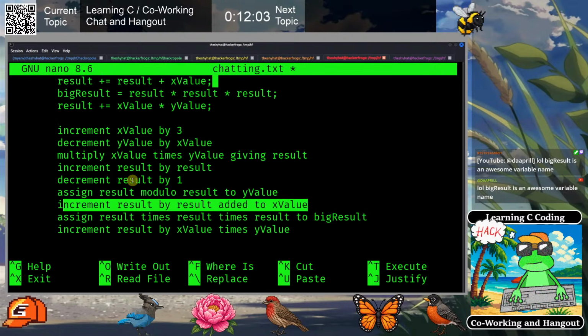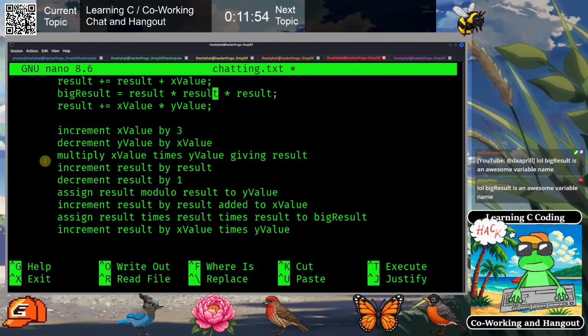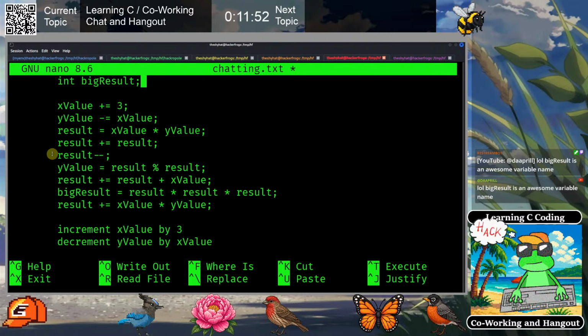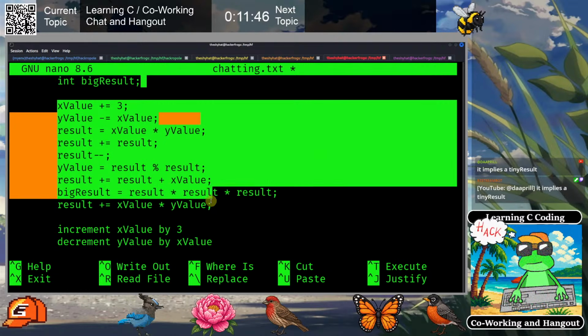Okay, so these are the 1, 2, 3, 4, 5, 6, 7, 8, 9 operations, or the 9 lines of code. Let's see if this works.